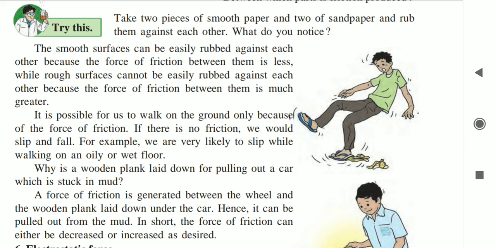It is possible for us to walk on the ground only because of the force of friction. If there is no friction, we will slip and fall. Same thing happens in your school, no? When you walk on the corridor, you can see the surface of the corridor is smooth. And when you try to run on that, what happens? Your shoes slip and you fall down.